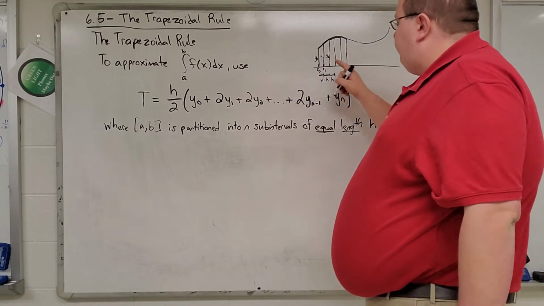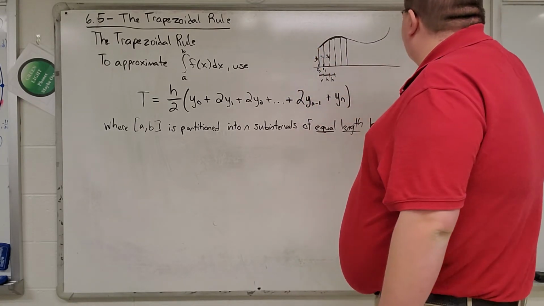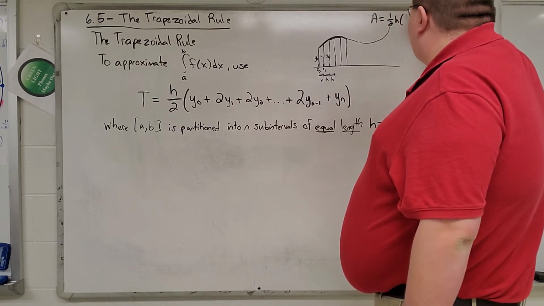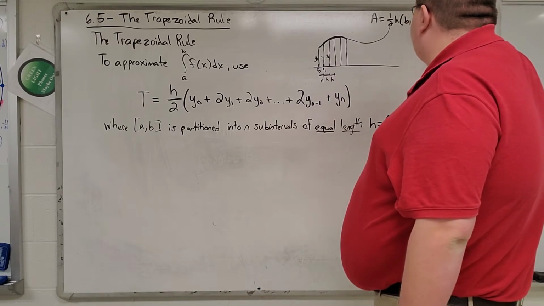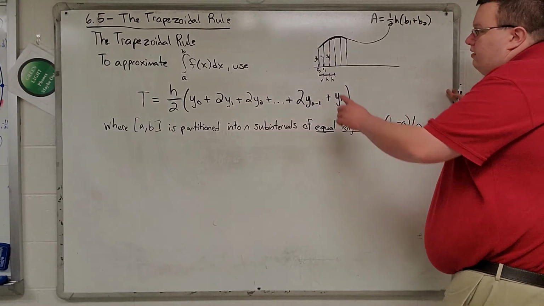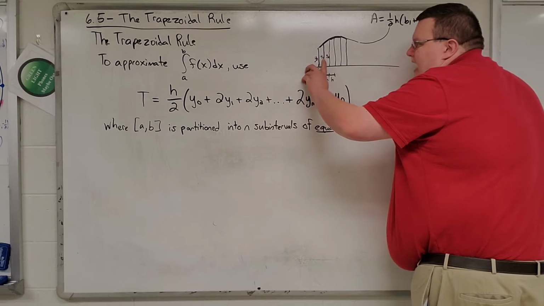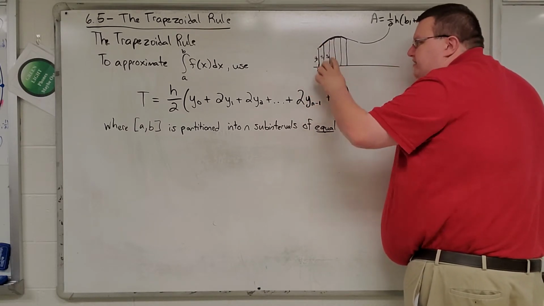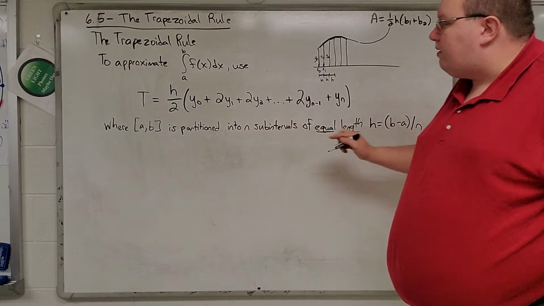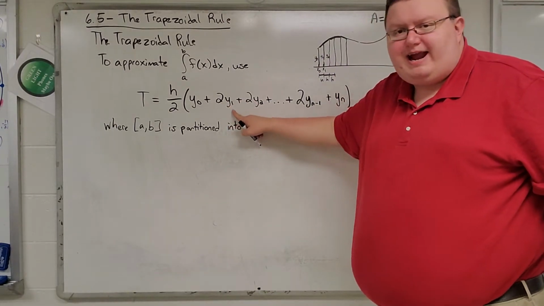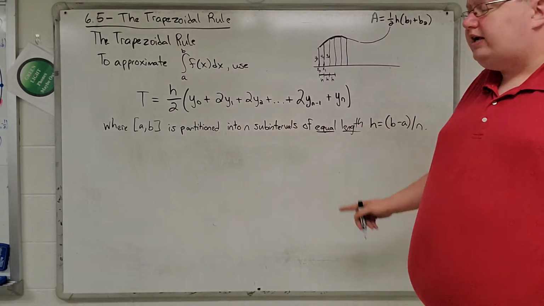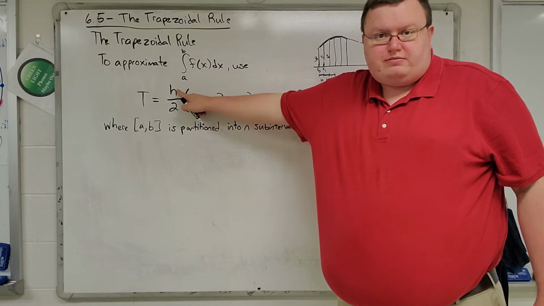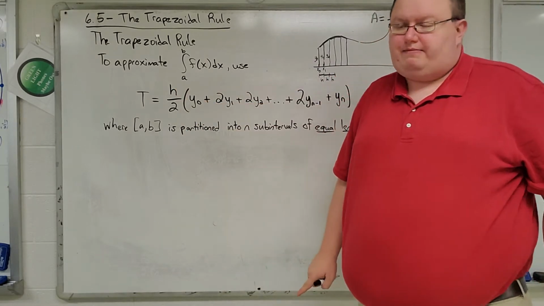When I find the area of this first trapezoid, the area of a trapezoid is 1/2 the height times the sum of the bases, b1 plus b2. Well, the thing is, y1 is a base for this first trapezoid, but it's also a base for the second trapezoid. That's why I'm going to have to add 2 of them together here. I can only use this formula, though, if they're all of the same width, which is h. They all have the same height.